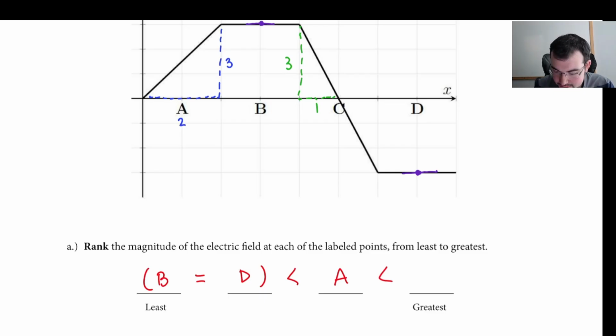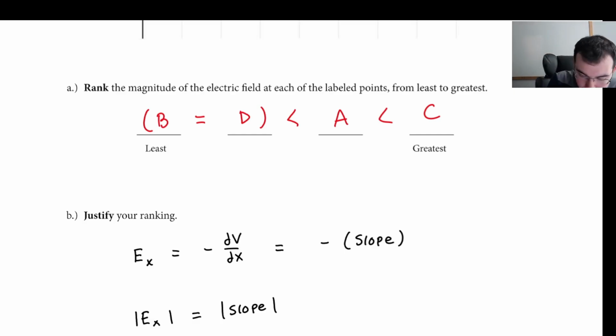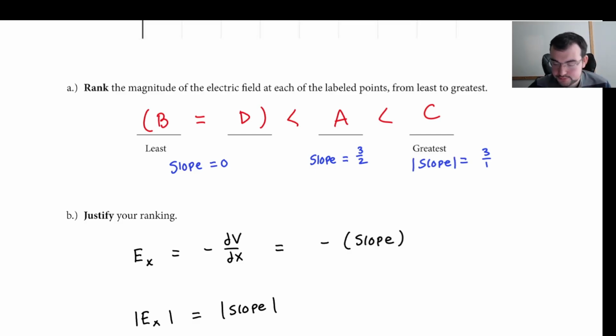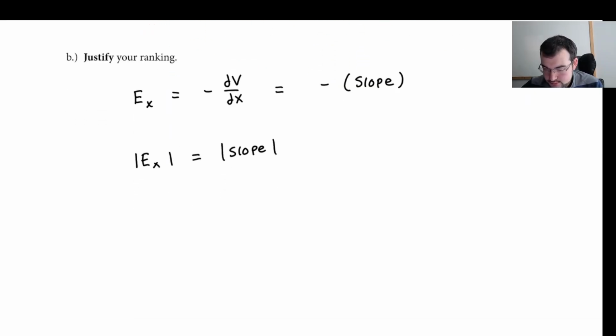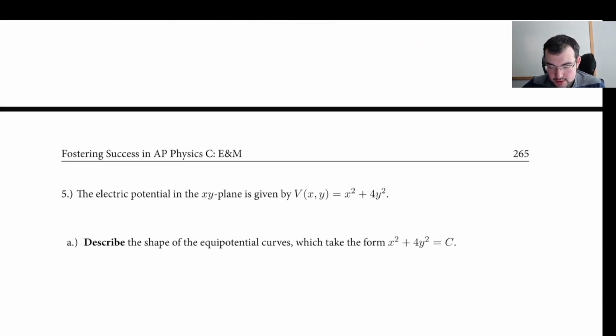Oh, I don't know why I wrote 3 there. C. So we're just ranking the slope. So here we have the slope is equal to 0. Here we have the slope is 3 over 2. And here we have the slope is 3 over 1 in absolute value. So again, we're just ranking the slopes here. And if you have these nice geometric graphs, chances are it's going to be a slope or area problem or both. AP Calc likes these a lot.